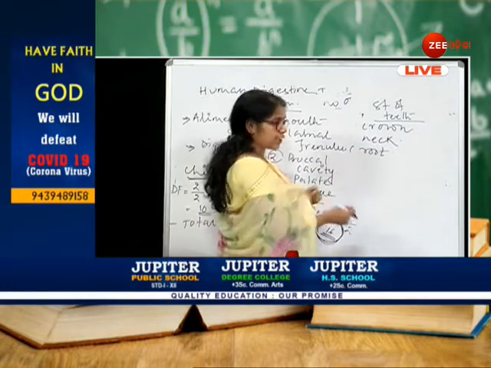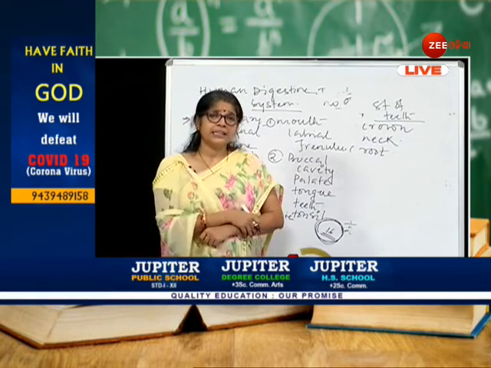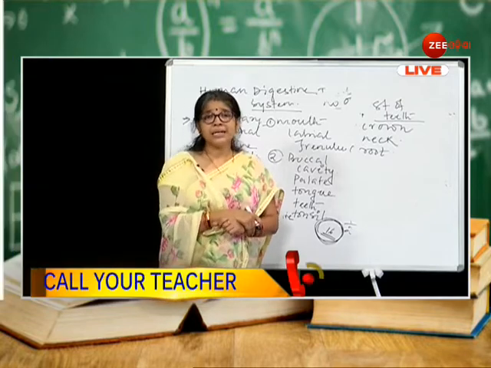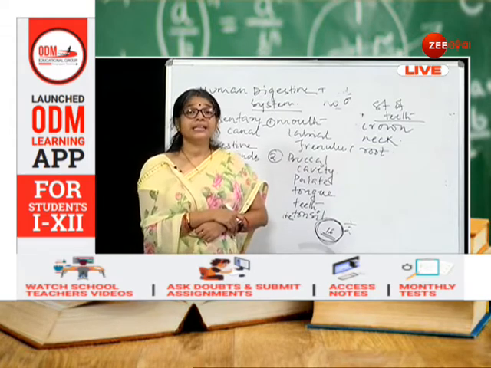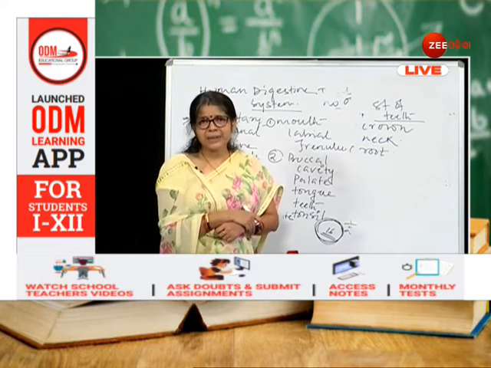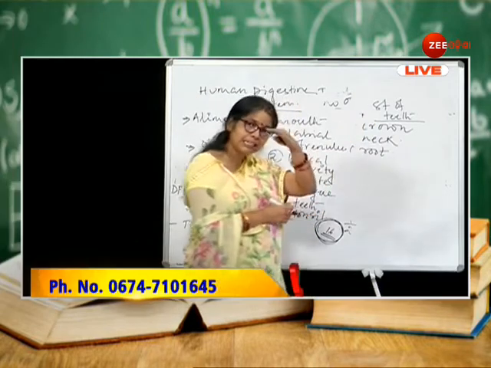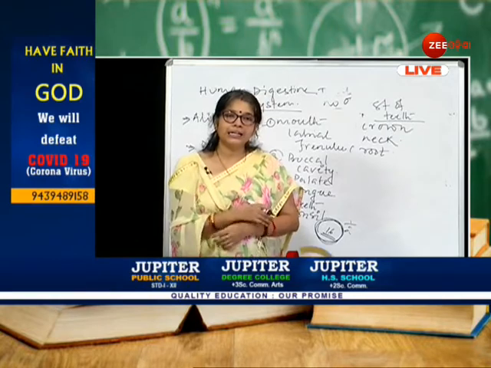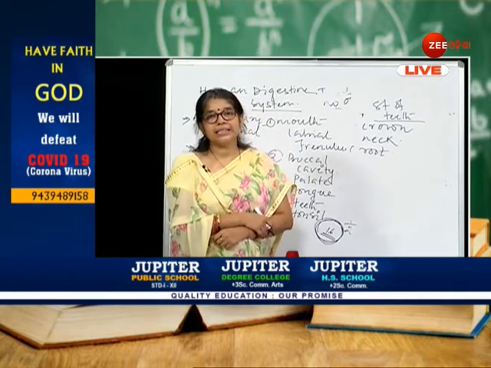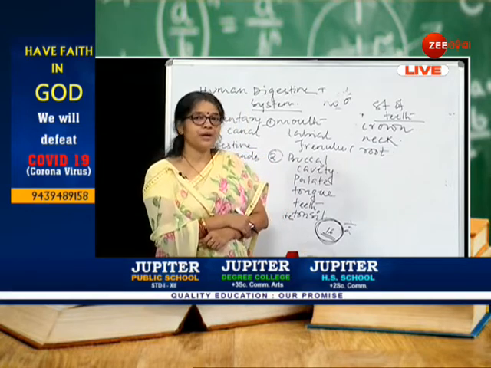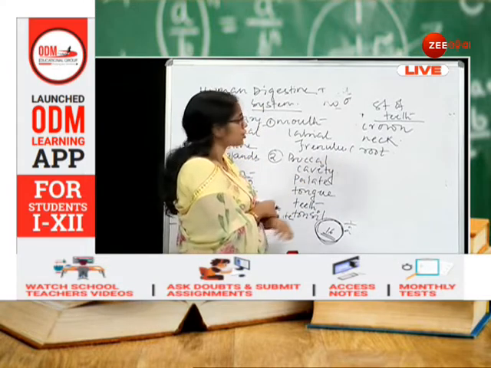So, the crown is the exposed part that is covered by a shining material known as enamel. Enamel is the hardest substance of our body and is mainly formed by the ameloblast cells. Similarly, just below the enamel there is another layer known as dentine, which is regarded as the second hardest substance of our body. So, this is about the structure of the tooth.